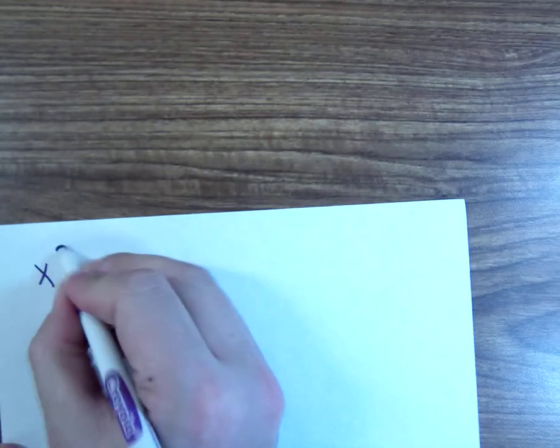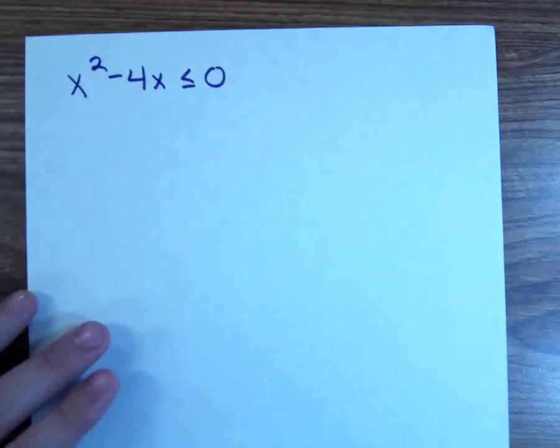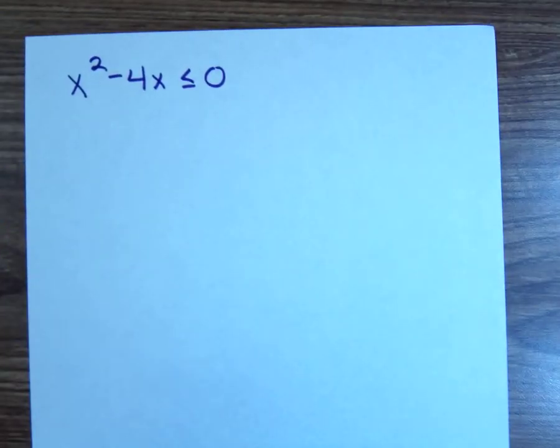Okay, so as I said, if you get one where it's not in parentheses already, your goal is to put it in parentheses. Even though it's less than or equal to, at first you still solve it like it's an equal to. You solve it just like it's an equation.